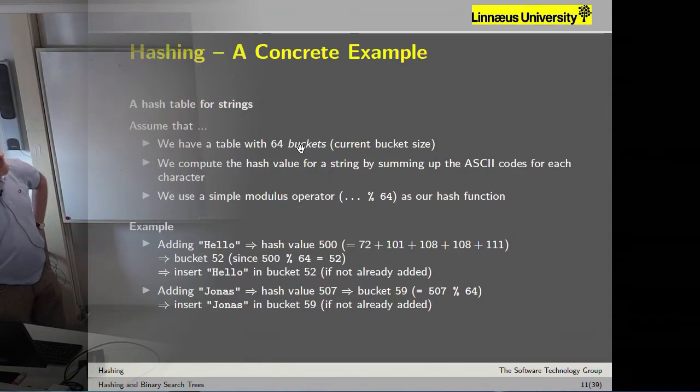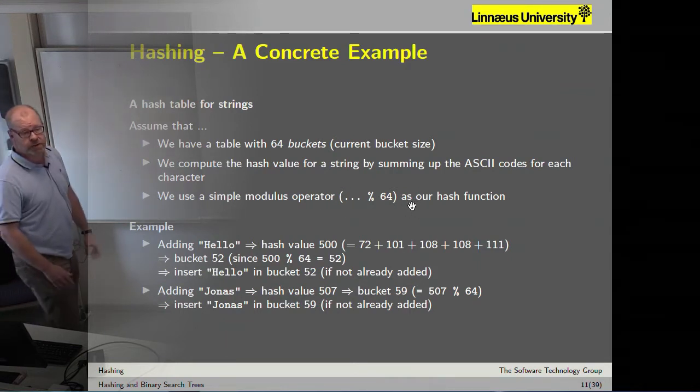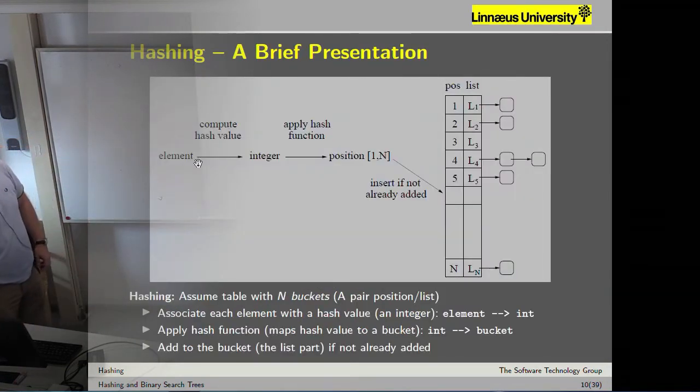Assume we have a table with, say, 64 buckets. That means 64 linked lists. Assume that we compute the hash value for a string by summing up the ASCII codes for each character. That is our hash computation. We are associating each string with an integer, and we do it in this way. And we use a simple modulus operator as our hashing function, deciding which bucket to use. So this step we do by summing up all the ASCII codes in the input string. This step, deciding where to go, we simply do it by modulus for the size of this array.